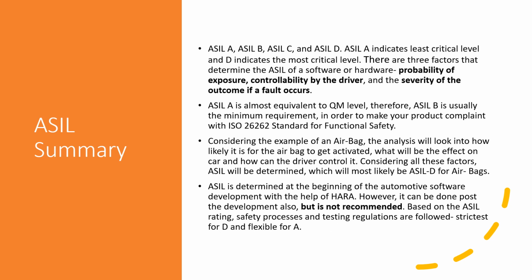So how do we determine it? We will determine the probability of exposure in terms of E1, E2, E3, E4, controllability in terms of C1, C2, C3, and severity of the outcome of the fault, meaning S1, S2, S3. All three together we will keep in a matrix and find out the ASIL level.